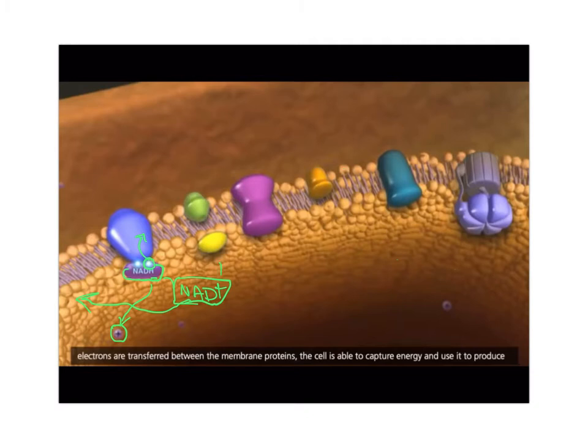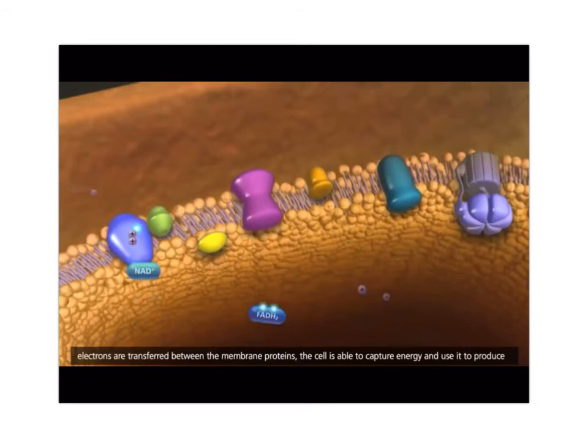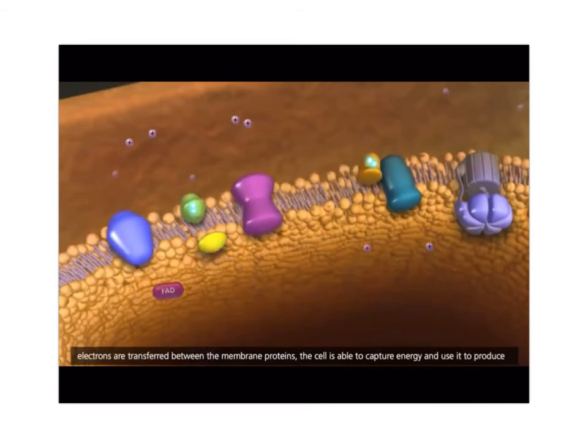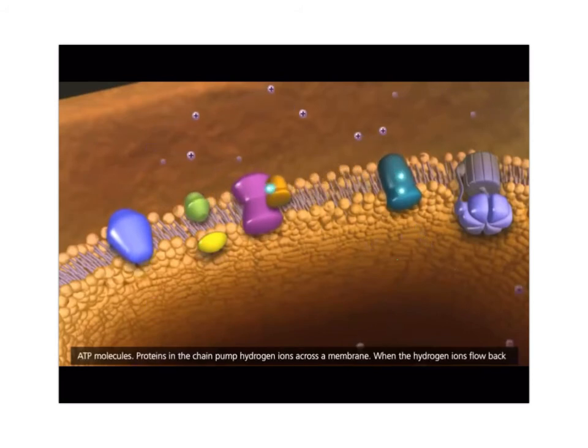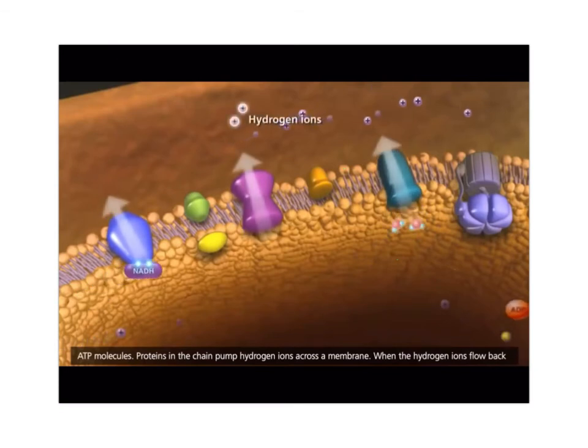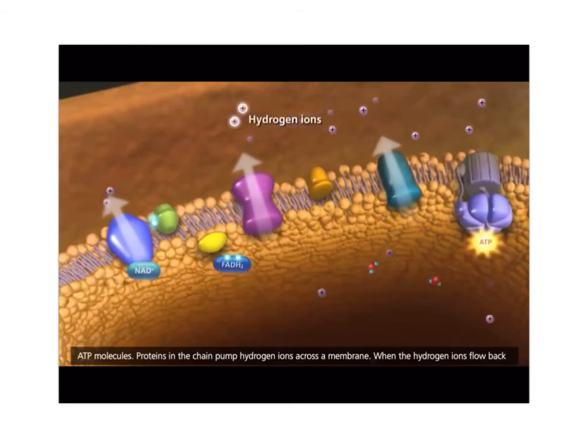The same thing is going to be true. Remember, there's this other version of it, FADH. It's going to do the exact same thing. It's going to drop off electrons and it's going to drop off the hydrogens and then go back and do something else. As the electrons are transferred between the membrane proteins, the cell is able to capture energy and use it to produce ATP molecules. Proteins in the chain pump hydrogen ions across a membrane.